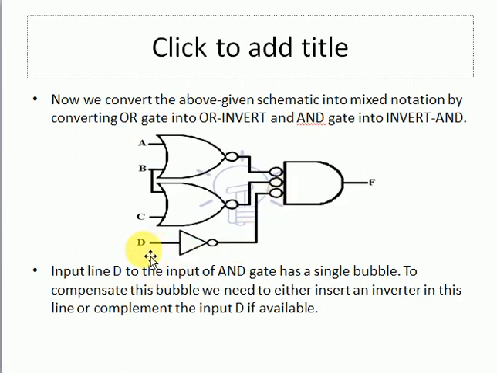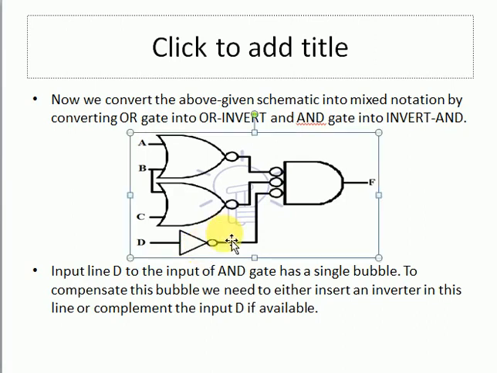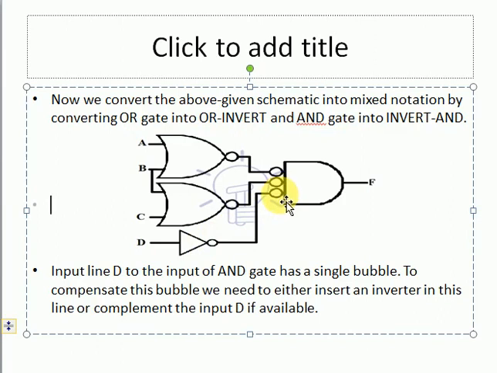Why? Because if we apply D input directly here, then after this bubble we will get the D complement, but we don't need the D complement. That's why we have a NOT gate here. So this NOT gate gives us D complement, and here again, after the bubble, another NOT gate is there. So this D complement will be cancelled, and we will get only D. After this we will replace this circuit by NOR gates only, as this.